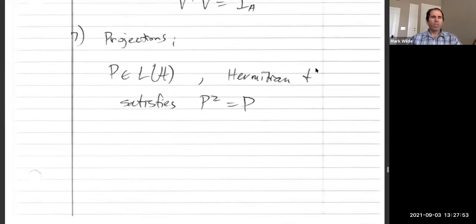Projections, what is their relevance? Well, let's define them first. They're linear operators, square operators that have the same input and output Hilbert spaces. Not only are they Hermitian, but they're such that when you square them, you get the same thing back. That's the defining property of a projection.